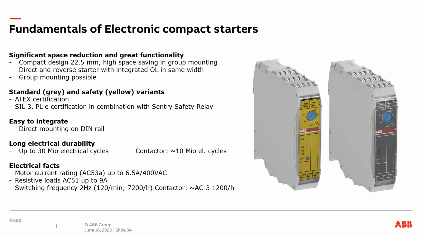Electrical facts. It is rated for motor application, 6.5 amperes, 400 volt AC. For resistive loads, it can go up to 9 amperes. Switching frequency is 2 hertz, 120 per minute, or 7,200 per hour. And the contacts in AC3, you can operate them 1200 per hour. Long electrical durability: 30 million electrical cycles, and the contacts go 10 million electrical cycles. So they do last long as well.